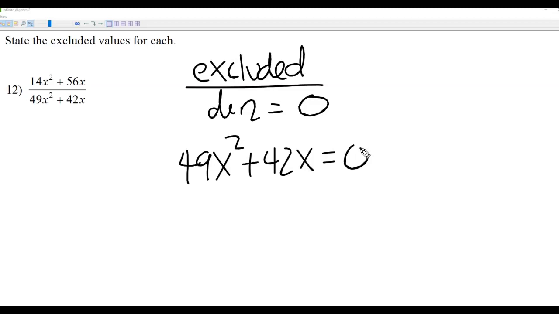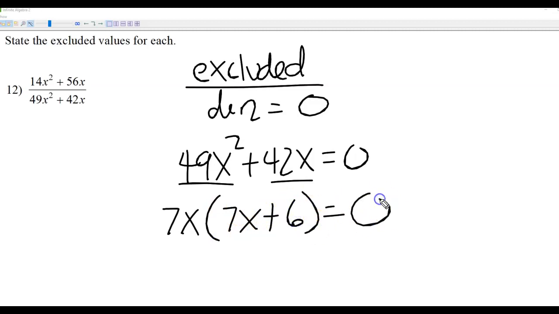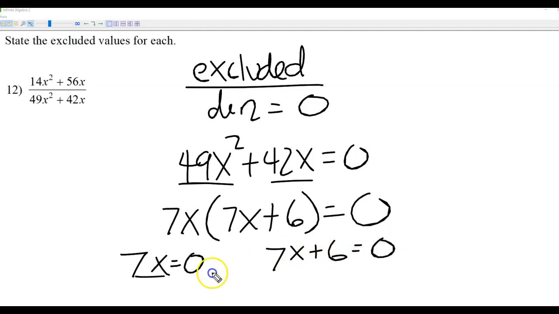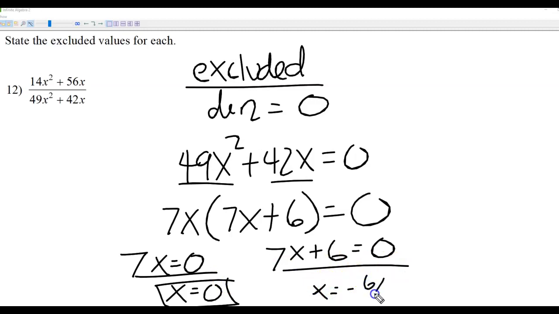So, in this case, I can factor. What goes into 49 and 42? Well, that would be 7. Also, they both have an x, so I can take an x, which gives me this. After you've factored the denominator, you set each piece equal to 0 and solve. So 7x equals 0, and 7x plus 6 equals 0. And then you solve both of those. If I solve this one, I'm going to end up with 0. And if I solve this one, I'm going to end up with negative 6/7.